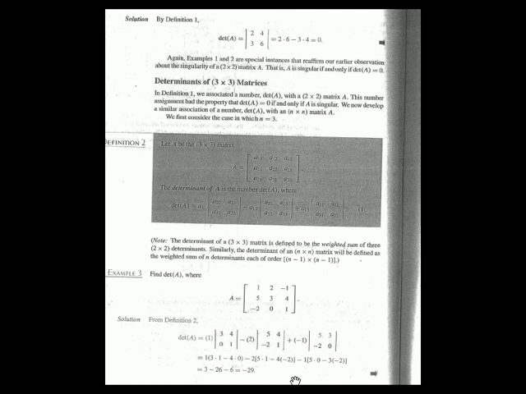So for example, for this matrix, the determinant of A is 1 times the determinant of this matrix 3, 4, 0, 1, minus 2 times the determinant of 5, 4, minus 2, 1, plus minus 1 times the determinant of the 2 by 2 matrix you get when you throw out the row and column it's in, 5, 3, minus 2, 0. Now since we know how to calculate determinants of 2 by 2s, we can calculate this, and we get minus 29, which means it is not singular because it's not 0.